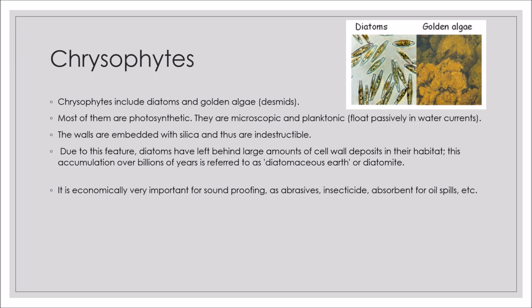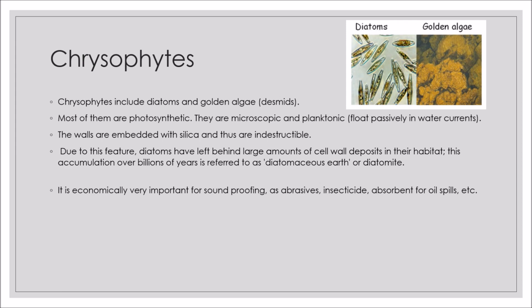It has been accumulated over billions of years, and it is referred to as diatomaceous earth or diatomite, because there are tons and tons of cell wall depositions. It has been collected for billions of years. You can imagine how many depositions would have been there. It is economically very important for soundproofing, and it is used as abrasives, insecticides, and absorbent for oil spills. So these depositions are used as various products.